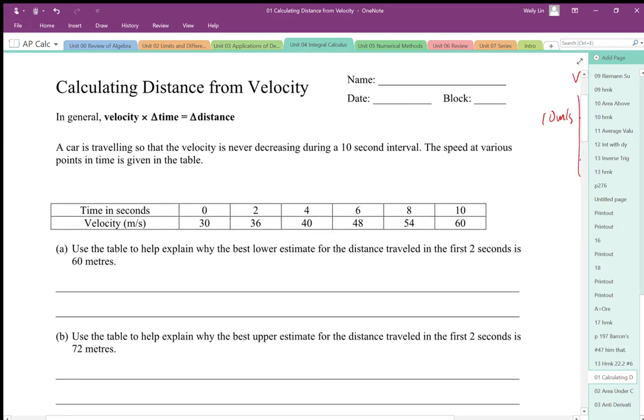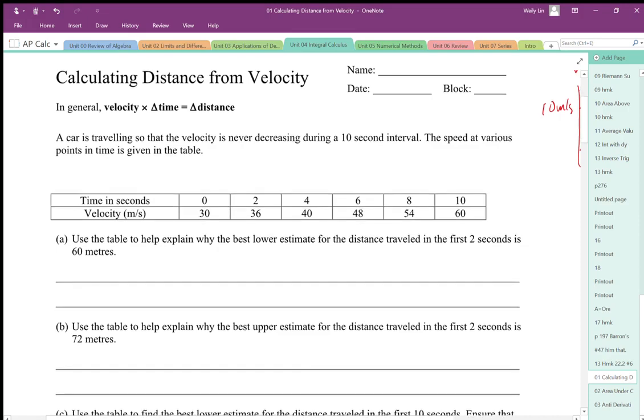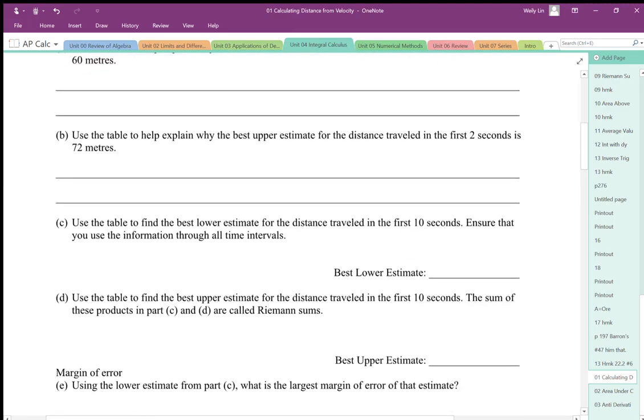Okay, so we have a car traveling, and the velocity is never decreasing, which means it's always increasing. During a 10-second interval, you've been given different velocities, so it looks like it's speeding up as it goes along. We're just going to estimate the displacement based on these velocities and time intervals. So we need to first of all graph that.